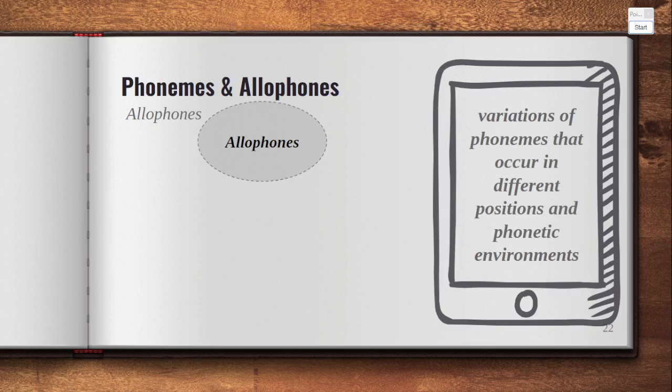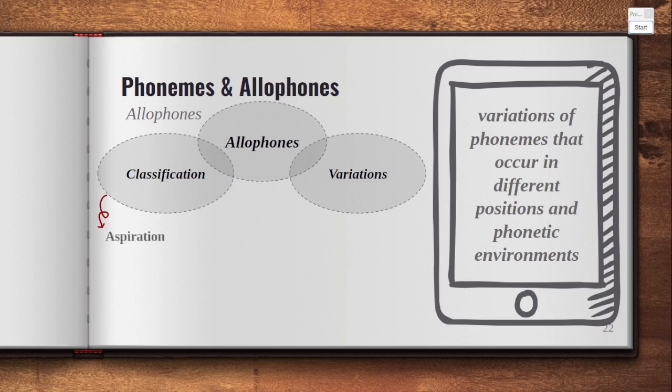Hello everybody. Now it is my turn to continue with my part of the speech, which in this case has to do with allophones. We're going to start talking about classification, variations. In the classification, we have aspiration, assimilation, and we also have elision.